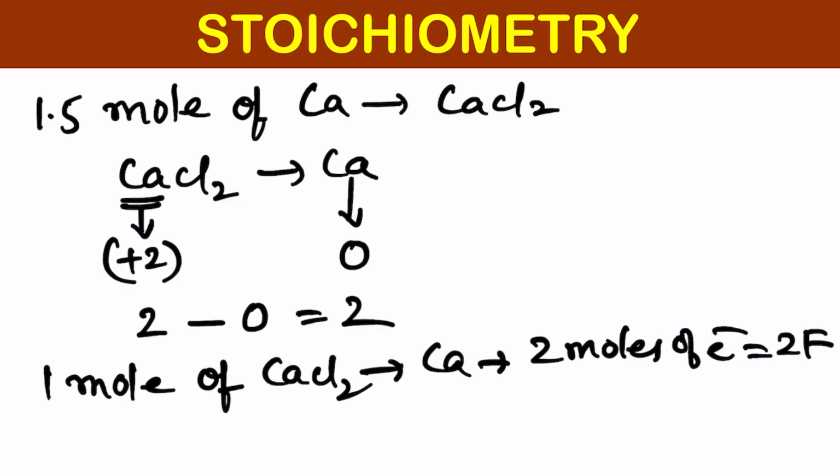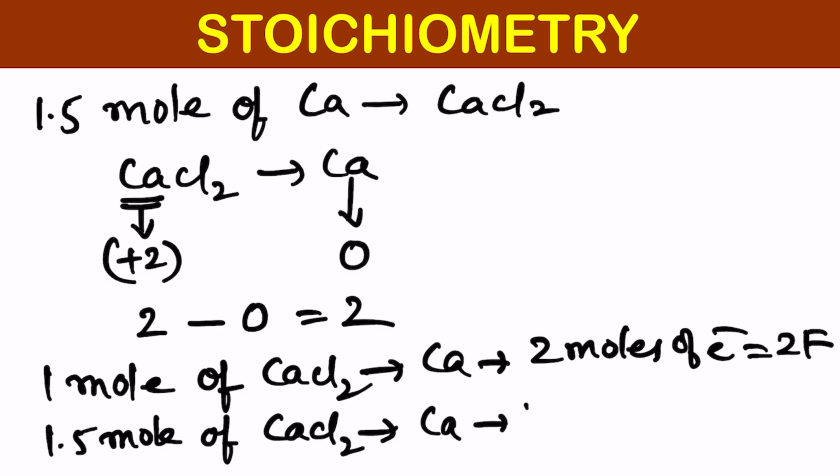But what is asked? 1.5 mole of calcium. So 1.5 mole of calcium chloride to convert into calcium requires 1.5 into 2 moles of electrons, that is equal to 3 Faraday.